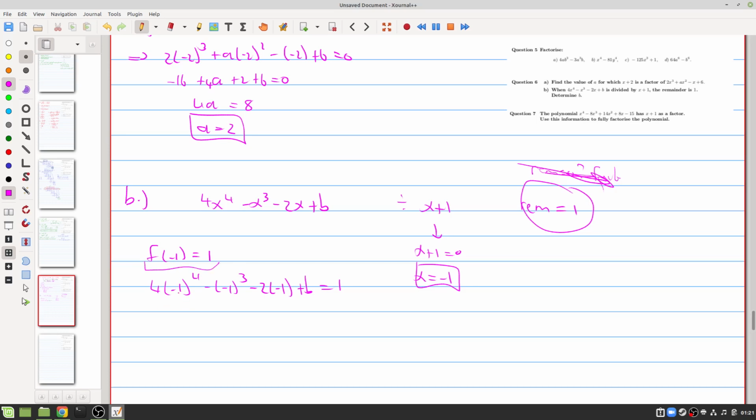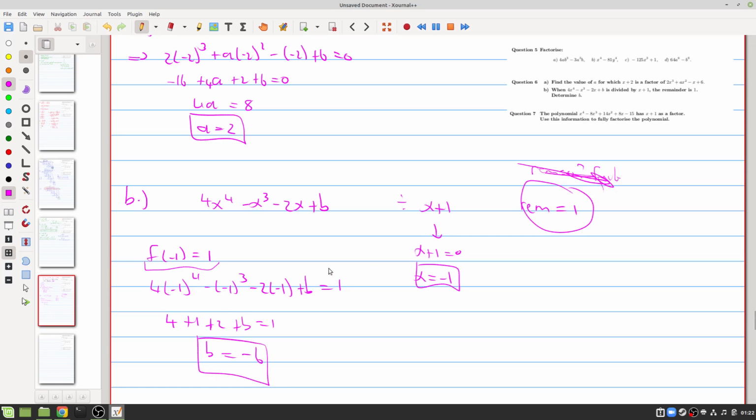So let's simplify. Negative 1 to the power 4 is 1, so 4 times 1 is 4. Negative 1 to the power 3 is negative 1. Negative negative 1 is positive 1. Negative 2 times negative 1 is positive 2. Plus b equals 1. So b equals 1, minus 1 is nothing, minus 2 is negative 2, minus 4 is negative 6. So b is negative 6.